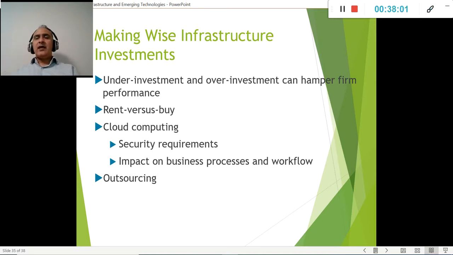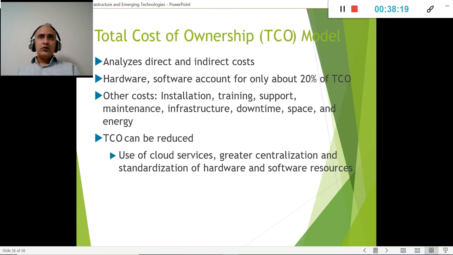However, it may happen that we invest a lot of money and we do not use it efficiently or effectively because the transformation didn't happen at the training level. We have a fantastic system, but we didn't train the people. So it's a waste of money and time, right? So, in this case, we need to understand the total cost of ownership model, which means understanding direct and indirect costs. First, I need to invest in some hardware, some tablets, some servers if I go for servers, and then laptops, etc.